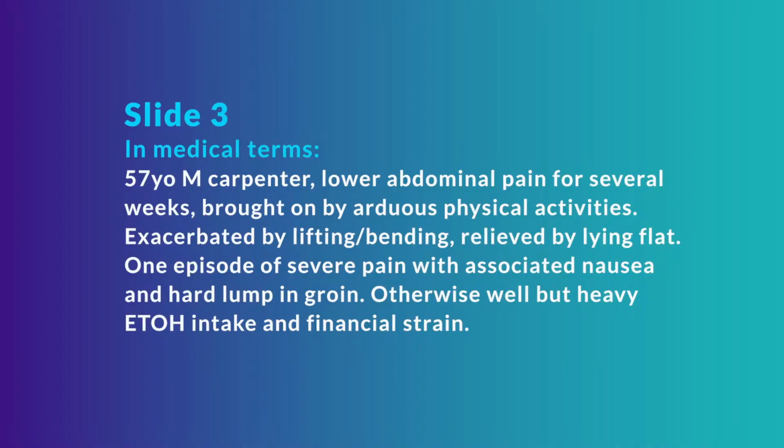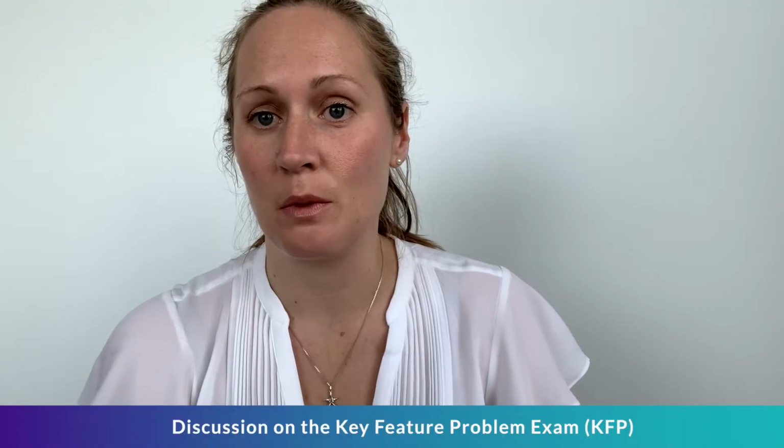Now we've got a 57-year-old man with lower abdominal pain for several weeks, brought on by arduous physical activity, exacerbated by lifting, bending, relieved by lying flat. He's had one episode of severe pain associated with nausea and a hard lump near the groin, and he's otherwise well, but he has heavy alcohol intake and some financial strain. Now it seems pretty clear to me.